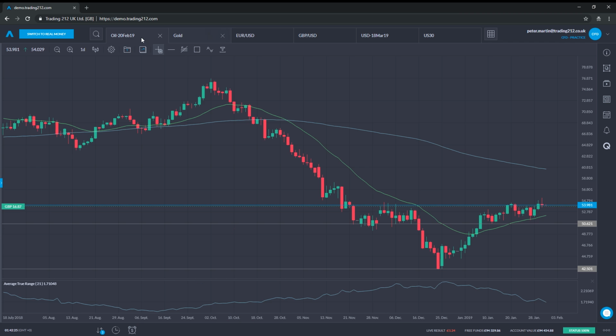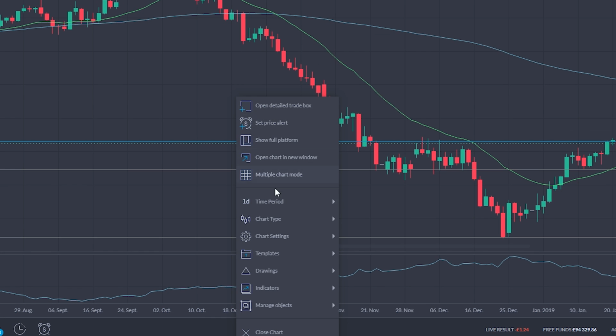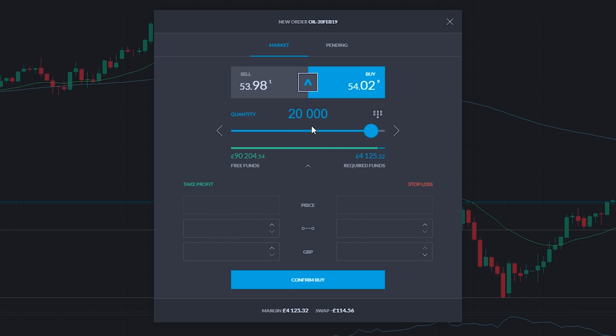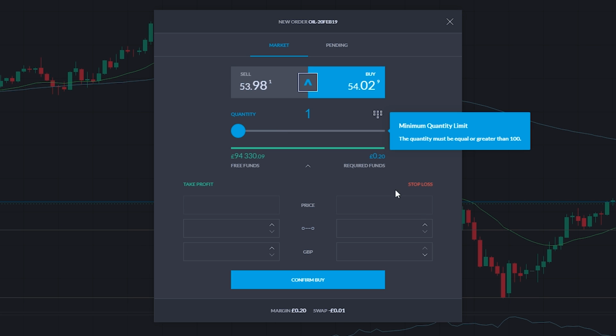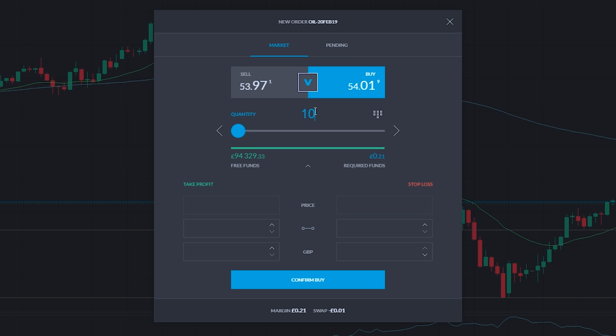So if we go back to oil, and if I right click and select open detailed trade box, we can see that we can put in a quantity here. Now if I put in 1 and click confirm buy, it says that it's too small. Minimum quantity limit, the quantity must be equal or greater than 100. So we could use 100 just as our example as a starting point. It's a very small trade size.